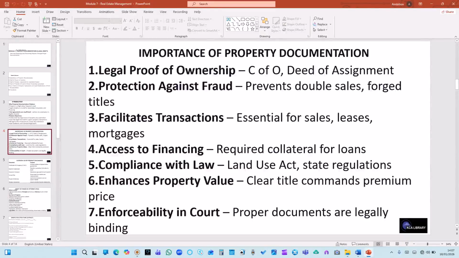Number 6, it enhances property value. So clear title commands premium price. Number 7, enforceability in the court of law. Yes, proper documents are legally binding.